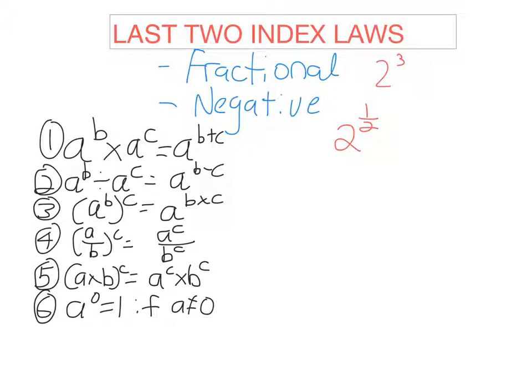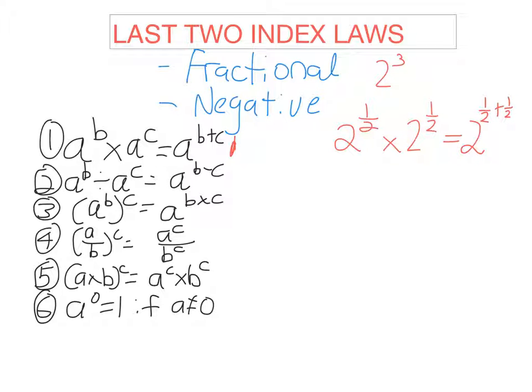Well, what we're going to do is define it so that it is consistent with the other index laws. So we know, for example, that this index law, the first one, is true for all whole numbered indices. So we're just going to extend that when the indices are not a whole number. So let's use this law. Let's say I have 2 to the power of a half times 2 to the power of a half. Now by the first index law, when we're multiplying the bases, we keep the same base, and then we add the indices. So this should be 2 to the power of a half plus a half.